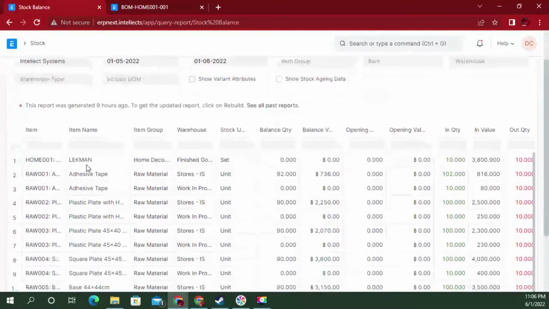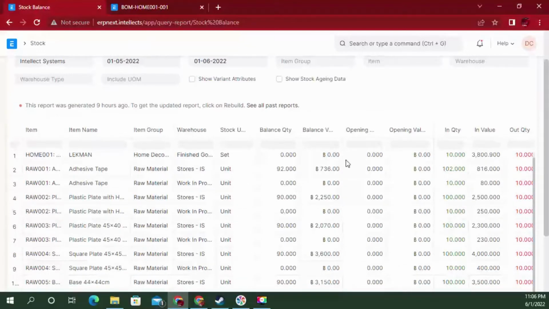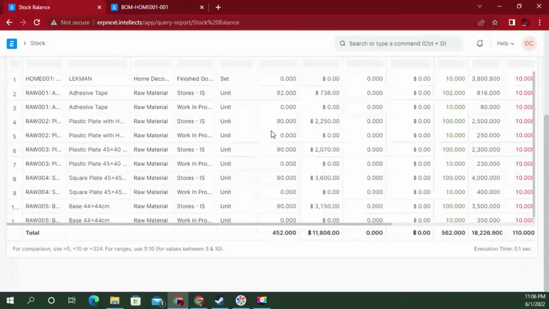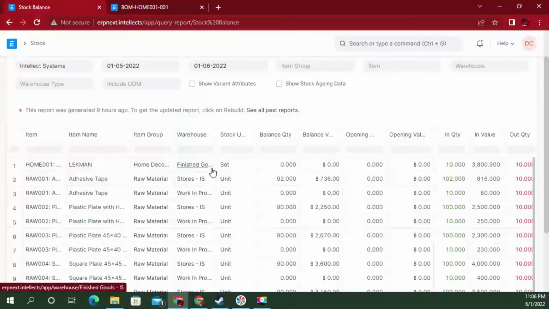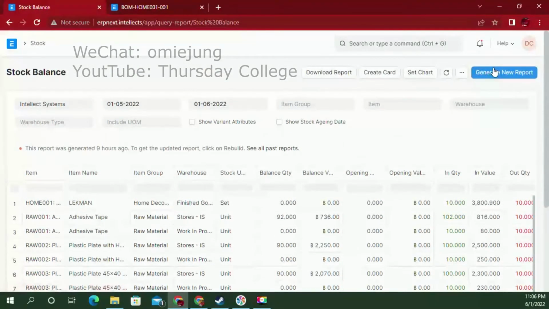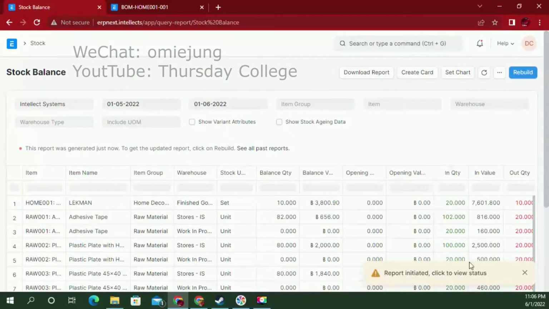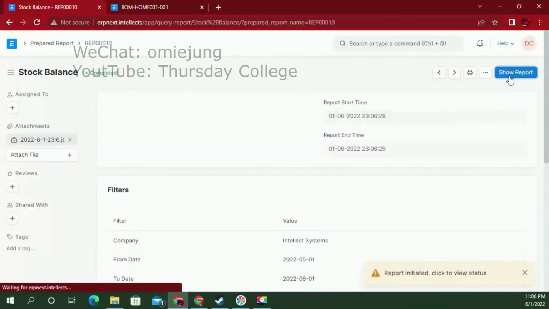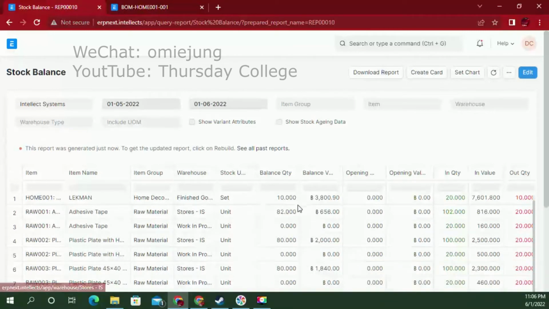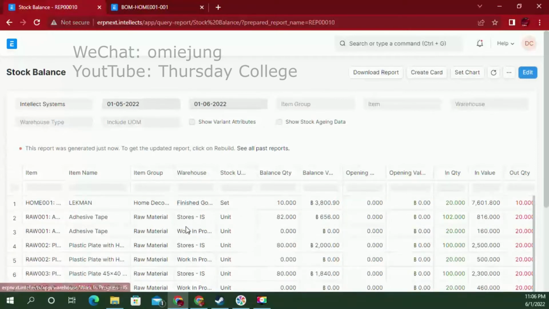Okay, here we are. In the finished good product you are going to have a quantity of 10 units. You see, this one is the product you built already, and if you come to see, the other raw materials are also cut. Okay, so I generate it and then see. Okay, now you see 10, and the adhesive tape is reducing, something like this.